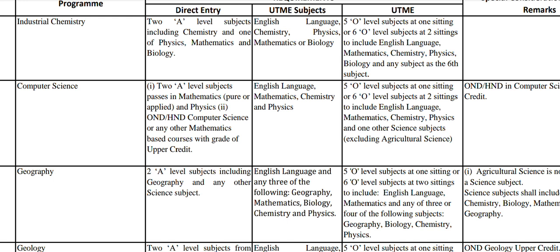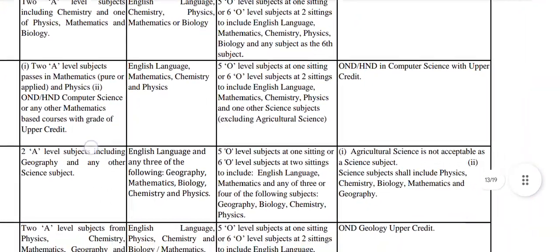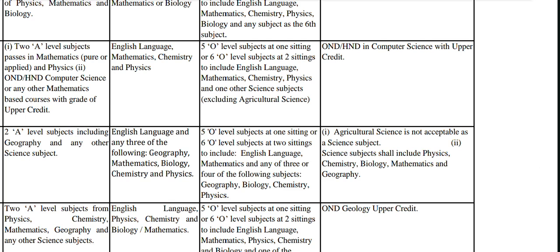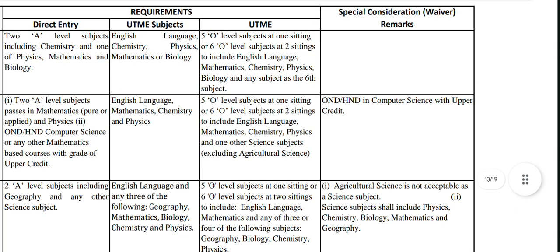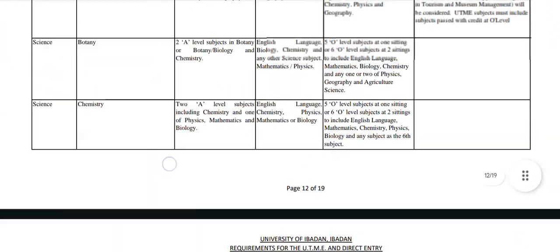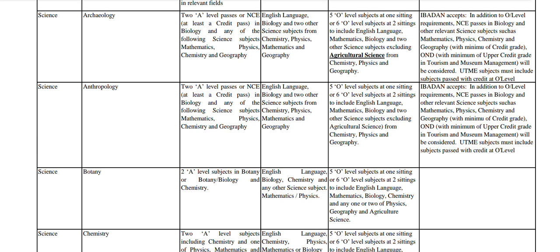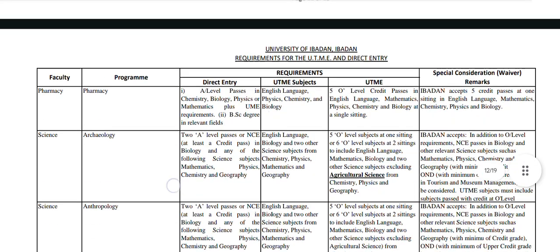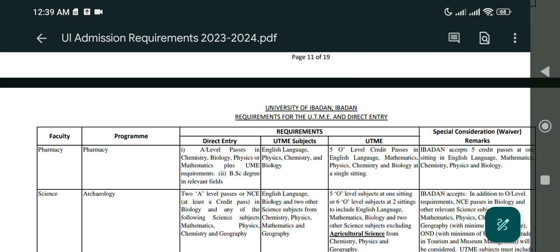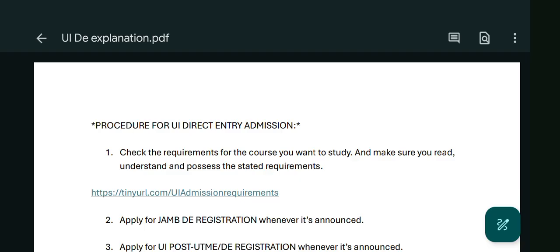So the Cambridge requirement, and secondly OND or HND in computer science or any other mathematics-based courses with at least a grade of upper credit. So don't use anything lower than upper credit to apply for computer science as a direct entry candidate if you're having OND or HND. So ask yourself, if you're having candidates with OND and HND, which one would you consider first? So answer that in your mind. It's the survival of the fittest. They choose the best among the best. Okay, I think we are good regarding that. If you still have any questions, just let me know and you might be required to pay for consultation.